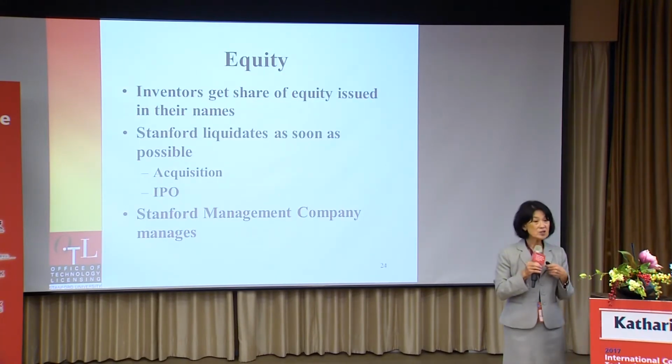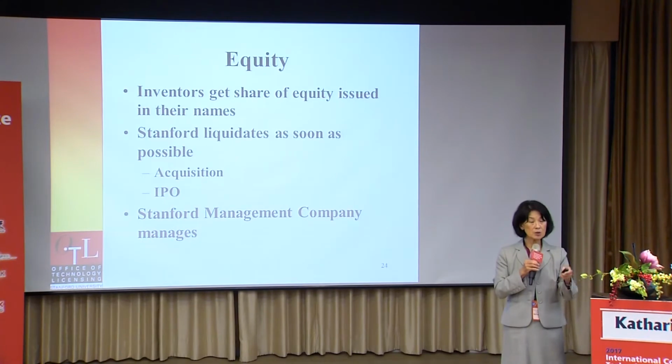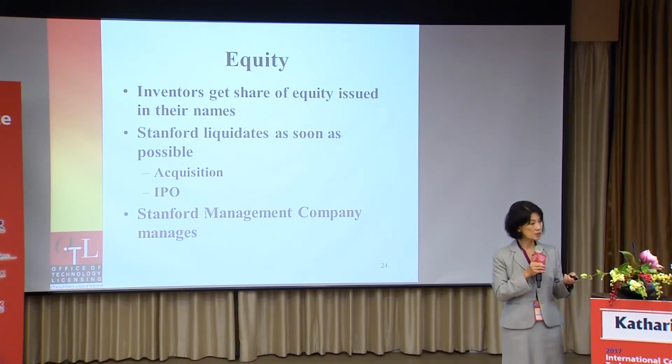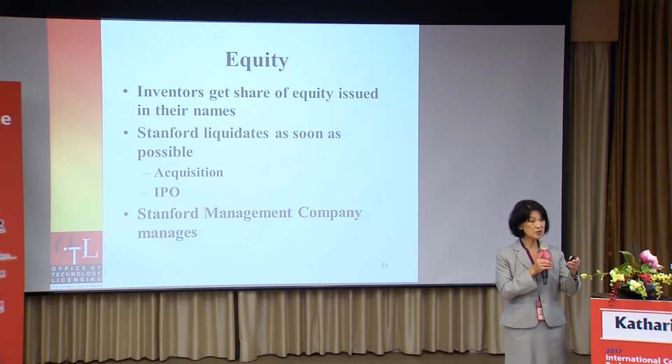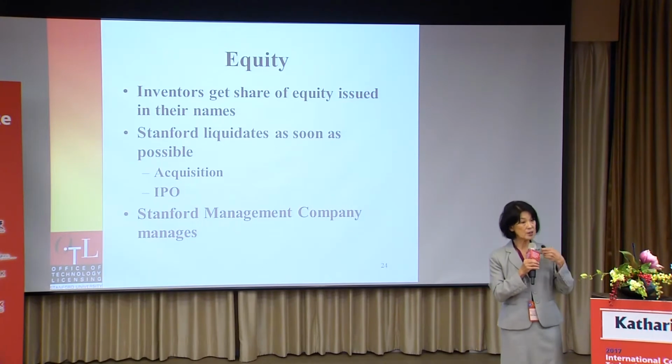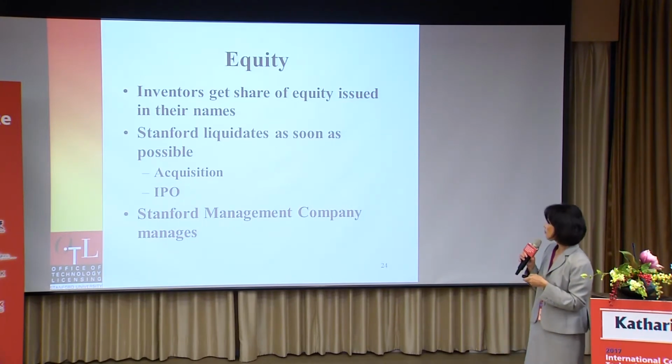Now, inventors get a share of equity from the license. Basically, our royalty sharing is the same across the board. It's not negotiated. One third goes to the inventor, one third goes to the department, and one third goes to the school. Again, as I said, we're a very school-based organization. Equity goes to the inventor. They get one third of the equity that we get as Stanford.